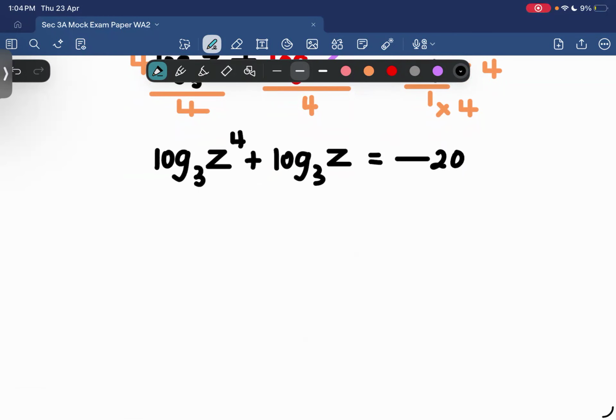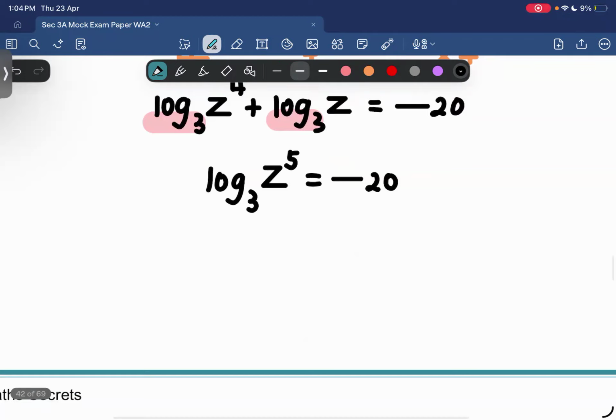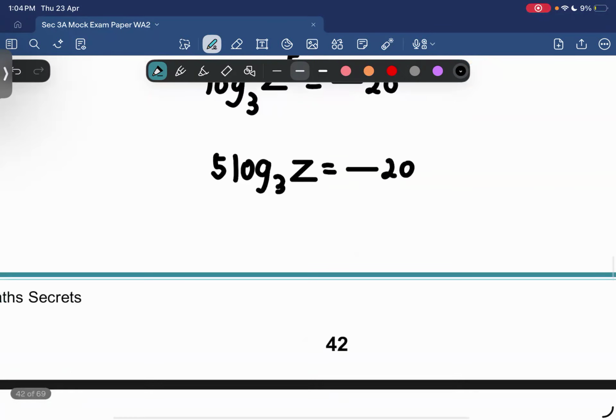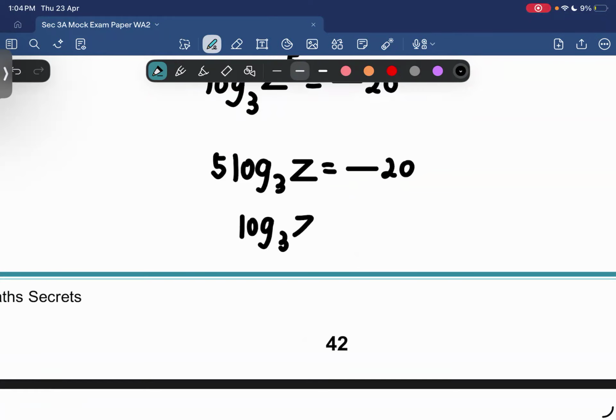All right. Okay, so now same base, right? So same base, how do you combine? You multiply. What is z power 4 times z? That is z power 5, right? -20. Okay, so now I can bring it down again, right? So I can bring it down, becomes 5 log 3 z equals to -20. Then from here, you divide by 5 on both sides. Becomes what? Log 3 z equals to -4.